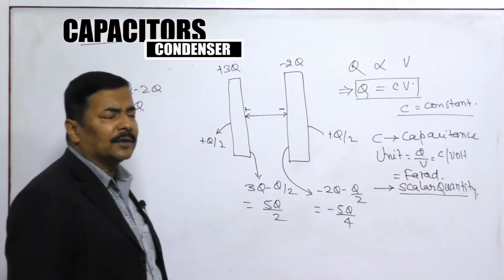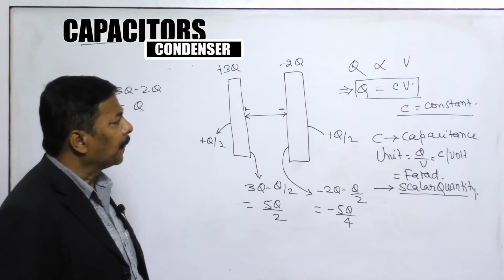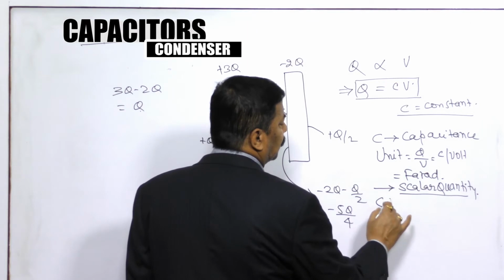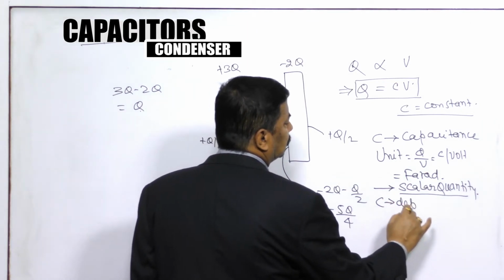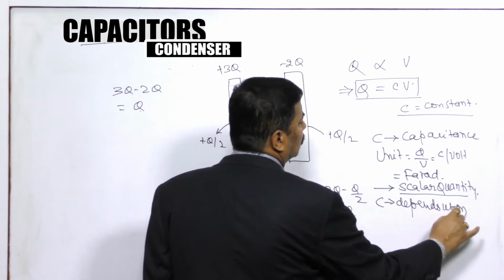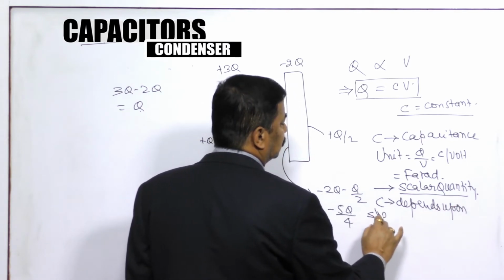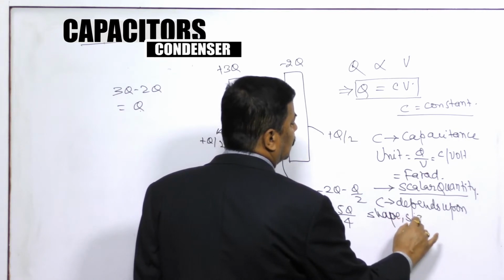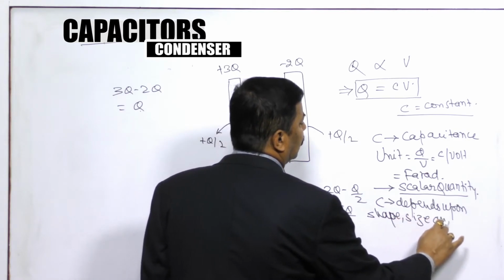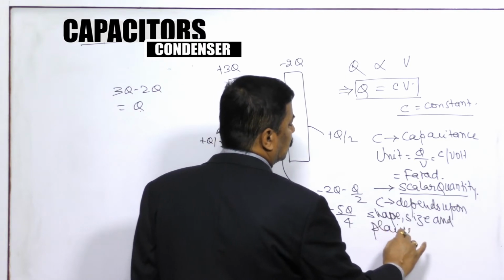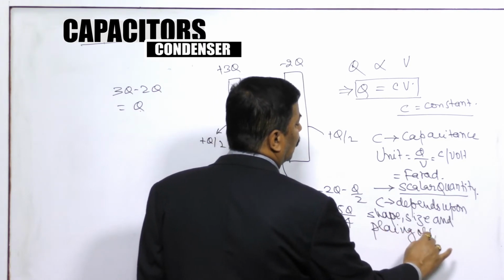Here you should understand very carefully that C depends upon the shape, size and placing of conductors.